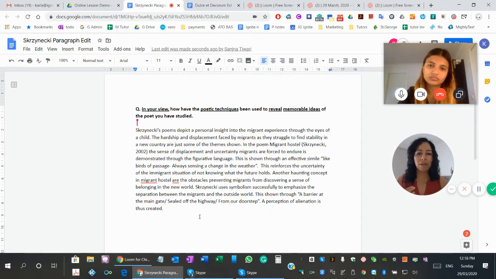I think a lot of the time people are told don't use the words of the question directly, but that's if you're going to just say something like, in my view, poetic techniques have been used to reveal memorable ideas in Chinesky's poem Migrant Hostel. Can you see I used the words of the question, but I just said nothing about what those memorable ideas are, what poetic techniques have been used. I've just literally repeated the question. And what a lot of students do, they just start their own answer, right? Like that is definitely not engaging.